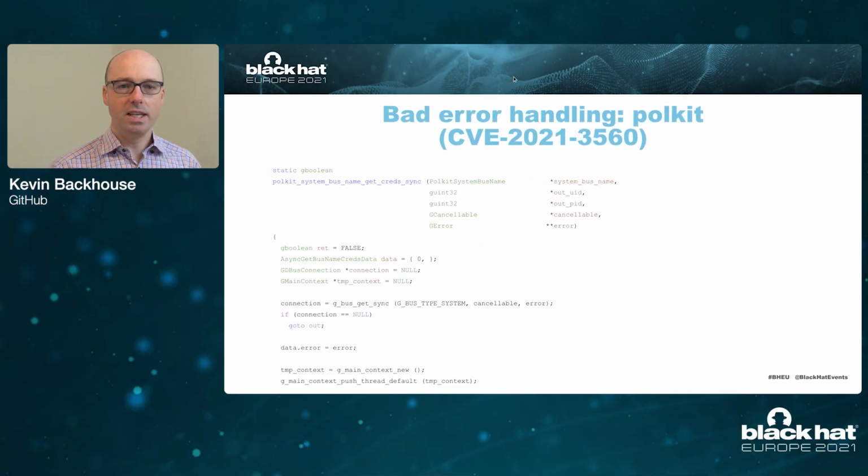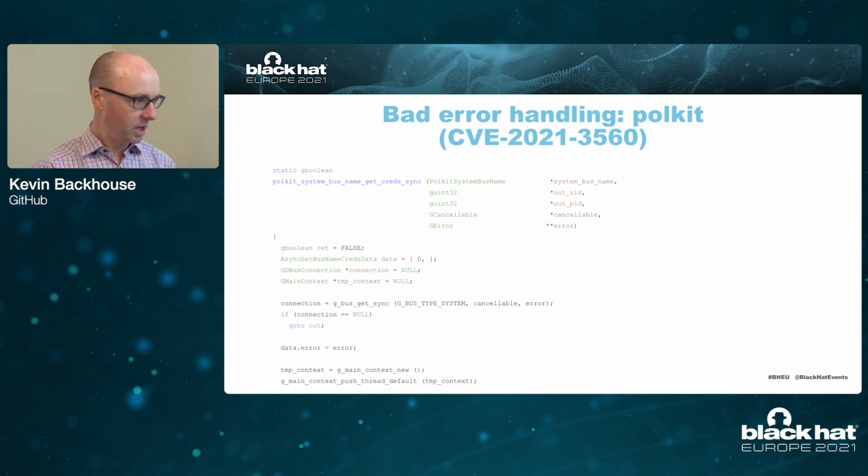Okay, so the second vulnerability was also caused by bad error handling, but this vulnerability is in Polkit itself. The code that you see here is used when Polkit is checking whether or not you're already authorized to perform an action. What it does is it asks the dbus-daemon for your credentials. And if, for example, the dbus-daemon says this user is root, then it's going to immediately approve the request.